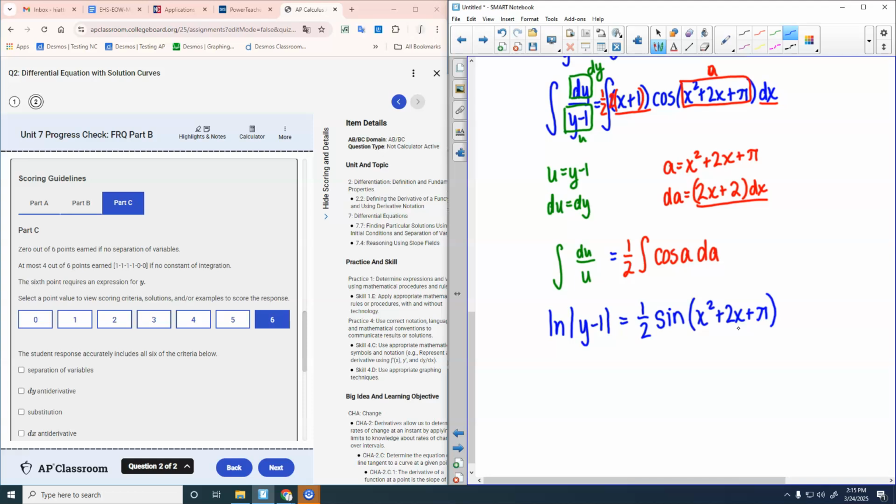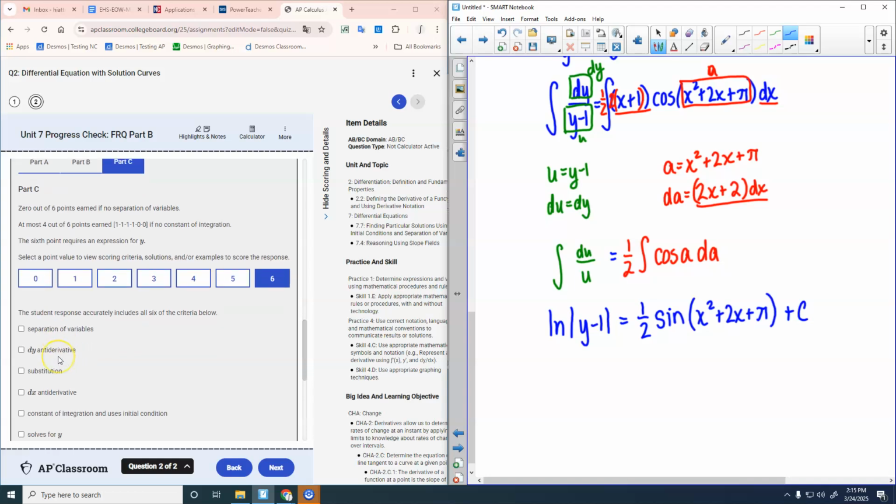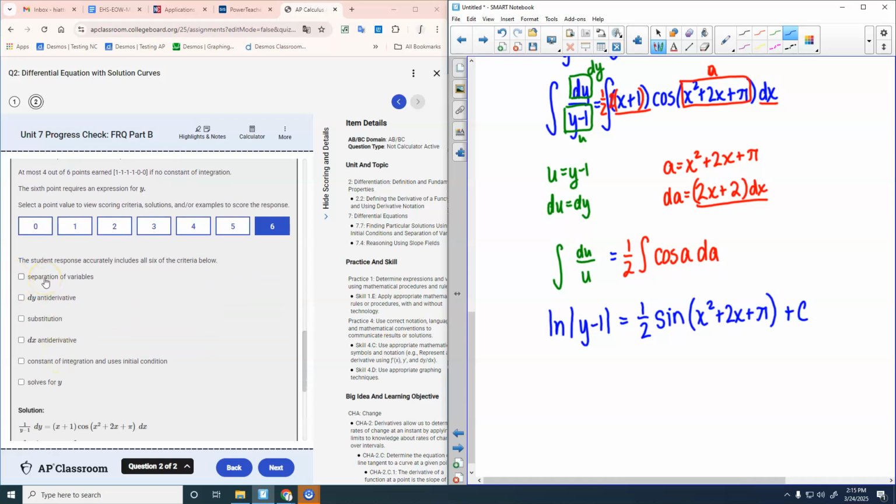And I have forgotten something very important. Plus C. Because, look over here at the scoring. You get a point for separating variables correctly. You get a point for your dy antiderivative, so that's this natural log of the absolute value of y minus 1. Then substitution is talking about doing the u du. I think they're giving you particular credit on the right side for trying to do a u du over here. And then for getting the correct antiderivative right here. So we've already got 4 of these 6 points at this point.